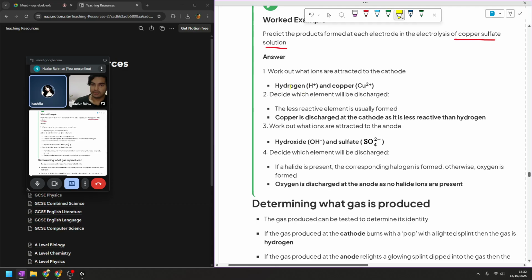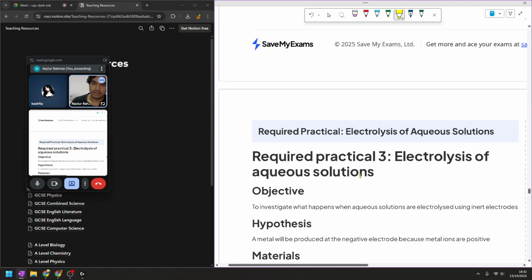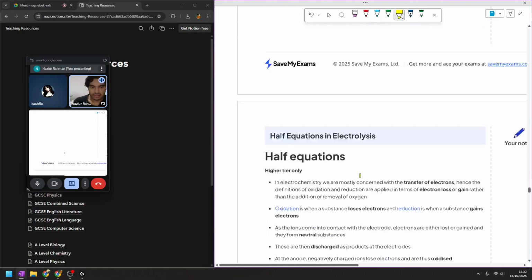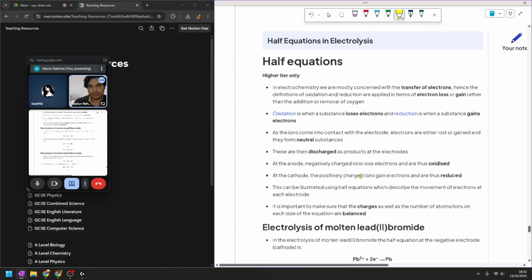Copper is discharged at the cathode as it's less reactive than hydrogen, and if a halide is present, then the corresponding halogen is formed. Otherwise, oxygen is formed. In this case, oxygen is discharged at the anode, as no halide ions are present. So those are the rules.